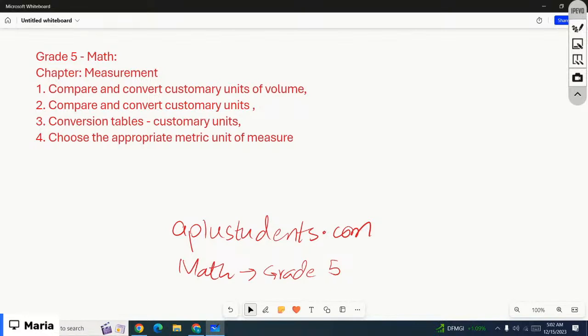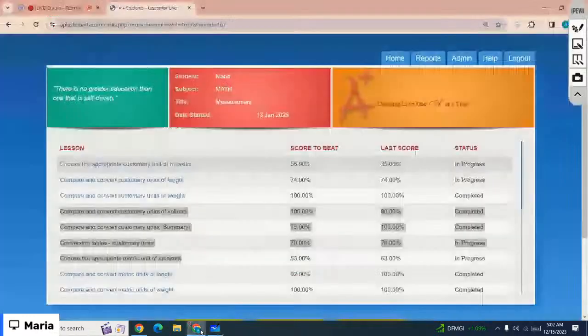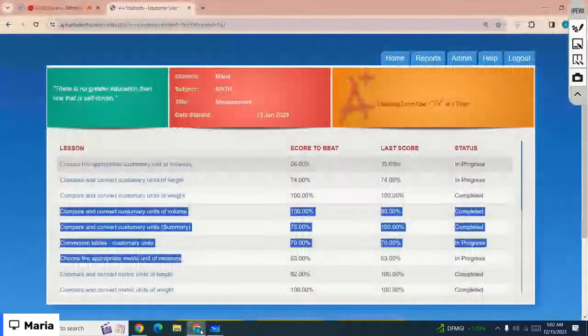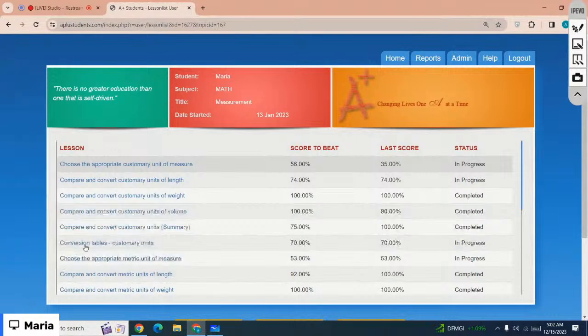The lessons we're going to cover today are compare and convert customary units of volume, conversion tables, customary units, and choose the appropriate metric unit of measure. Let's just start with the lesson. Please make sure you have your notebook and pencil so that you can note down the important examples and definitions as well. So let's start with the first lesson, from the chapter measurement, grade 5. The lesson is compare and convert customary units of volume.